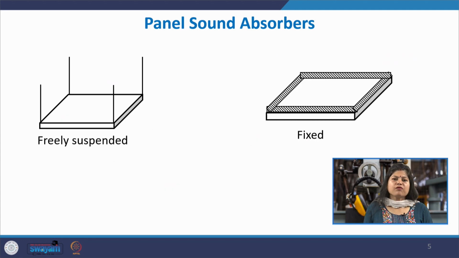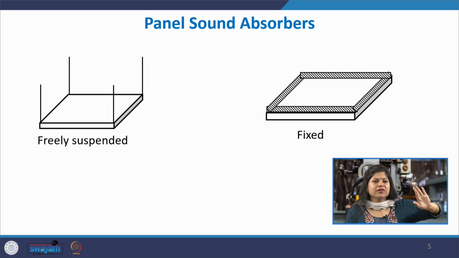When you have a panel and you are hanging it from its corners, that becomes a freely suspended absorber. You have seen a lot of false ceilings where these panels are just hanging on the top of the ceilings; they are freely suspended panels. Fixed panels are sometimes installed on the walls or in the roofs as well. They are fixed all along the perimeter, and not hanging freely from the edges.